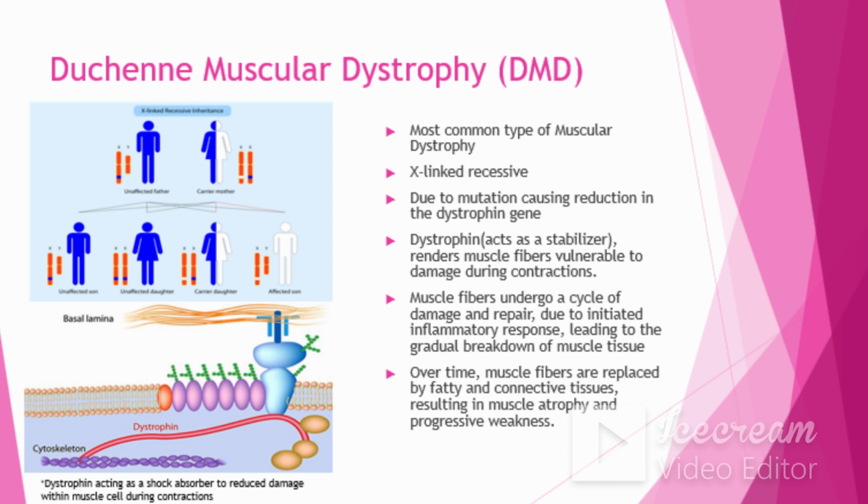So we're going to look at the cause, due to mutation causing reduction in the dystrophin gene. The dystrophin gene is the largest human gene that provides the instructions for the body to make a protein called dystrophin. The protein dystrophin is located primarily in the muscles. Its function is movement of skeletal and cardiac muscles.